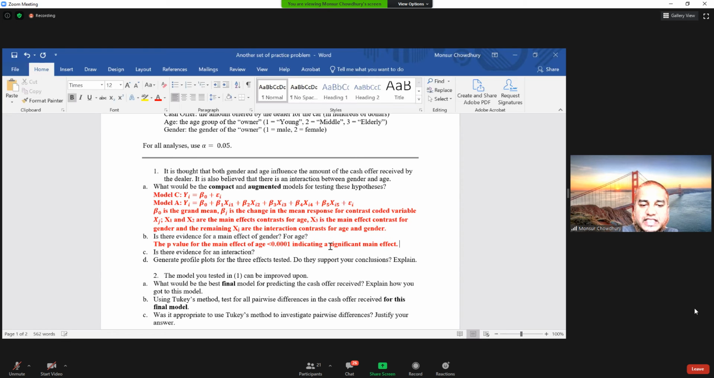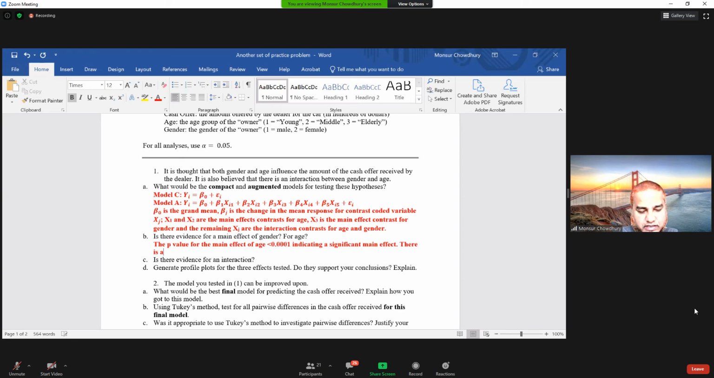So this implies that there is a difference. What does the main effect tell us? We know that there is a difference in the average cash offers, because the cash offer is our response variable, for at least one age group when averaged over the gender.